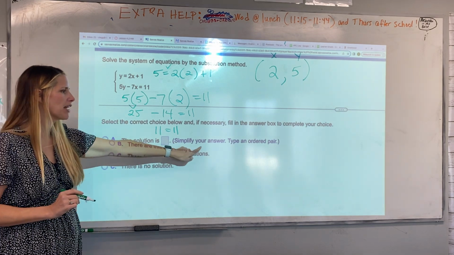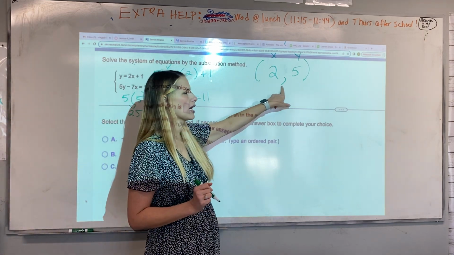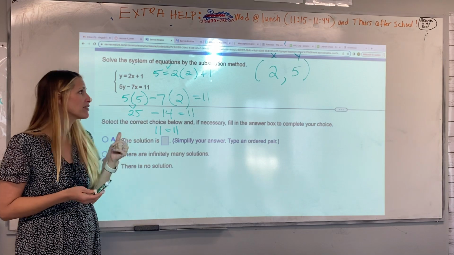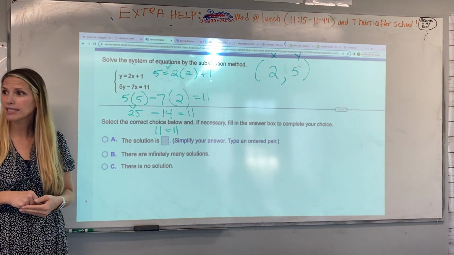So the answer would be A, and then the solution, watch what it says. It says simplify your answer, which it's already simplified. It says type in ordered pair. Make sure you type it with your parentheses. Do you have the same system here, or do you have a different system on yours? You have the same one? No. Oh, you have a different one?